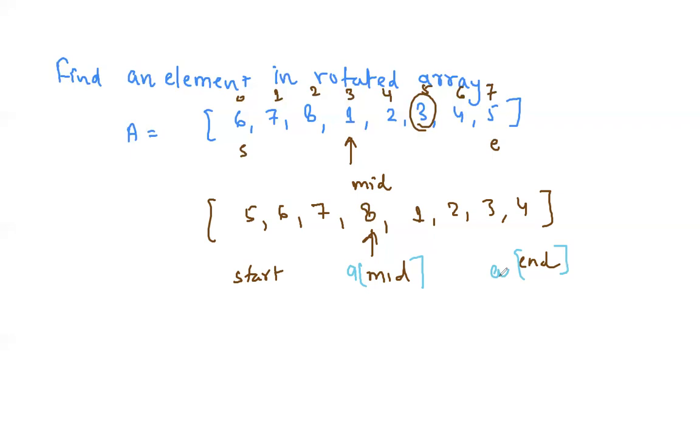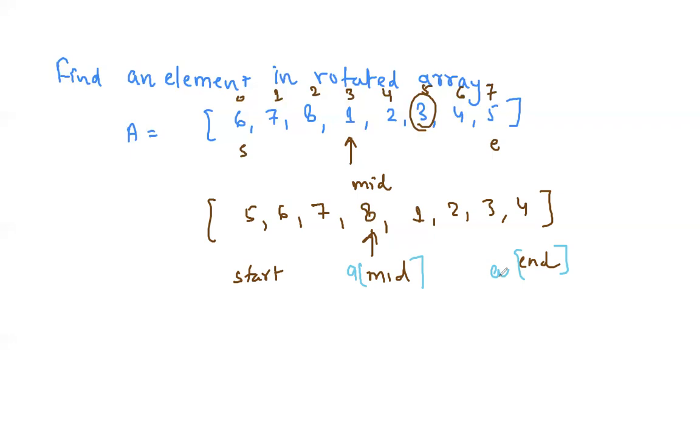Stick to the basics, stick to the fundamentals. We neglect the fundamentals and then we just go in circles, right? If A of mid is not less than A of end, that means the right hand side is unsorted. That means the left hand side has to be sorted. Okay, now I got it: the left hand side is sorted.